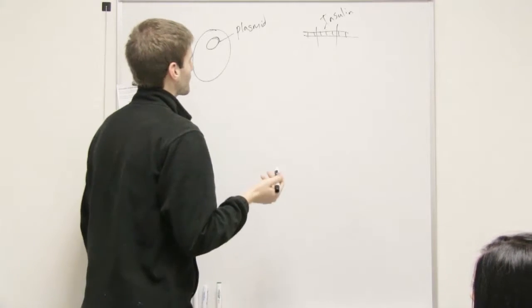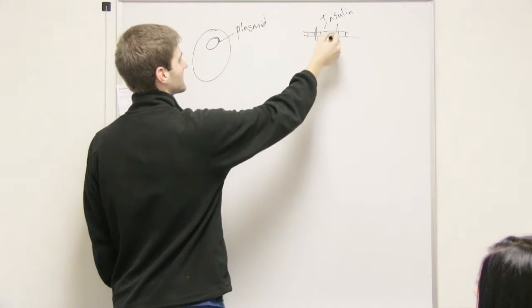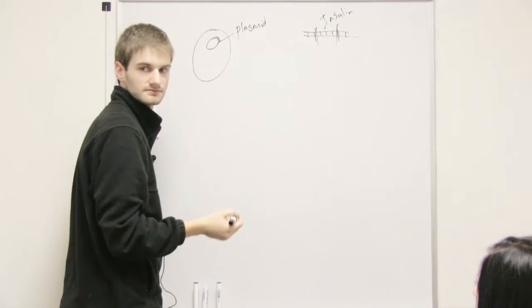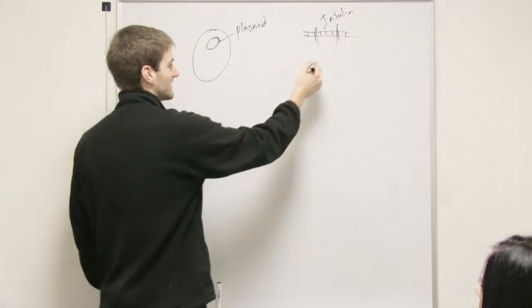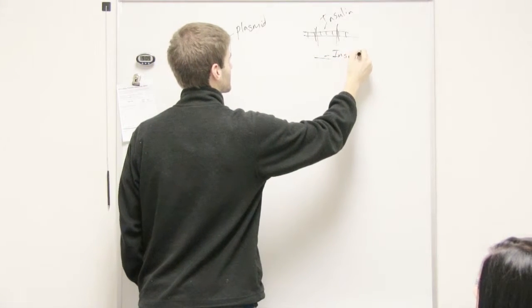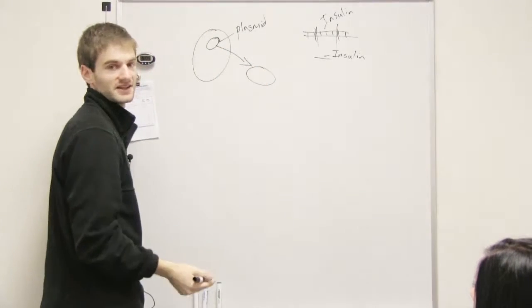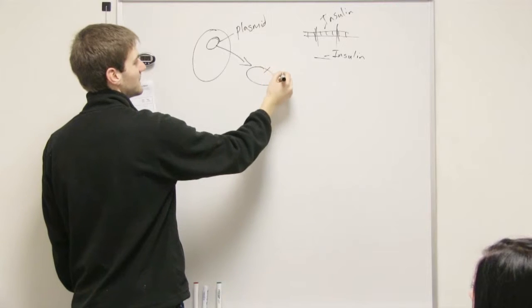So the first step is you take a restriction enzyme and cut this piece of insulin out, because you're trying to get that strand of insulin, because that's what you want to work with. That's the recipe you want. Then you take the plasmid out of the bacteria cell. You cut it with the same restriction enzyme.